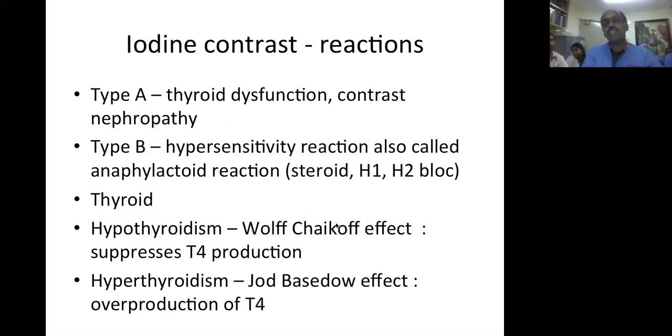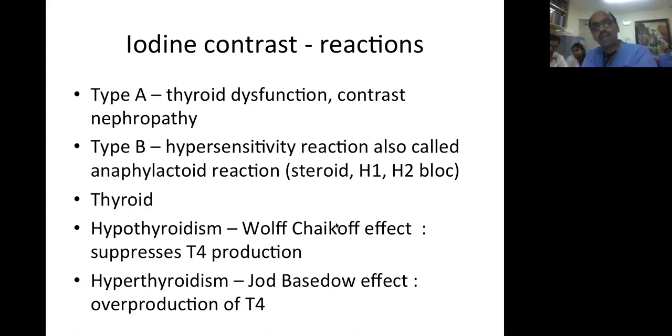The iodinated contrast agents, when we are injecting, they produce 2 types of problems. One problem is predictable problem. Yesterday, I think today morning in the exam for National Board, there was a question on what are the radiation harmful effects. Radiation harmful effects are called as deterministic effects and stochastic effects. Deterministic effect means I can predict. Stochastic effect means I cannot predict. Accidentally, it might happen. Similarly, iodinated contrast reactions can be of 2 types. One is predictable. The second is unpredictable.